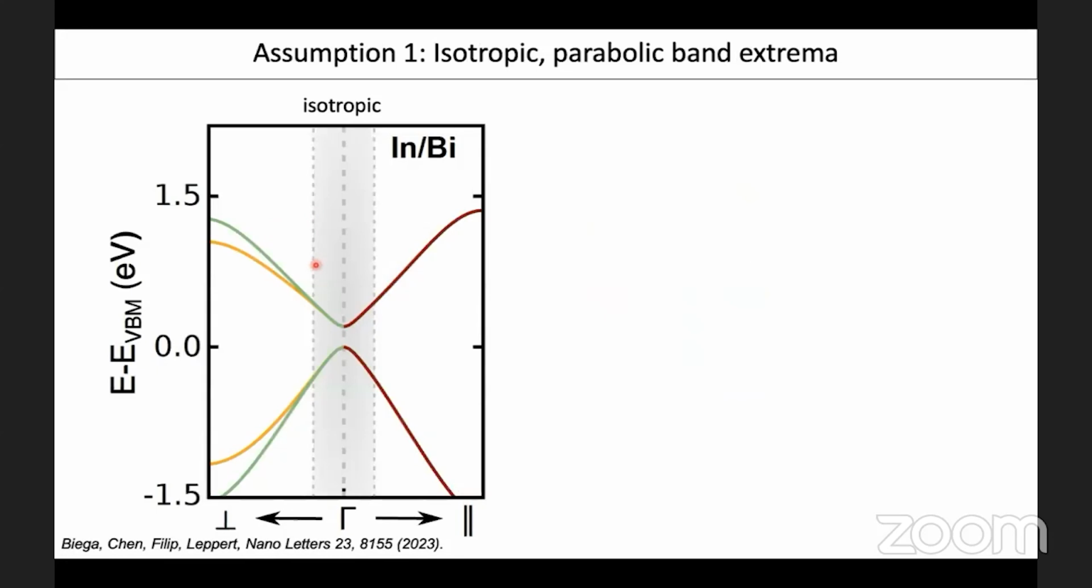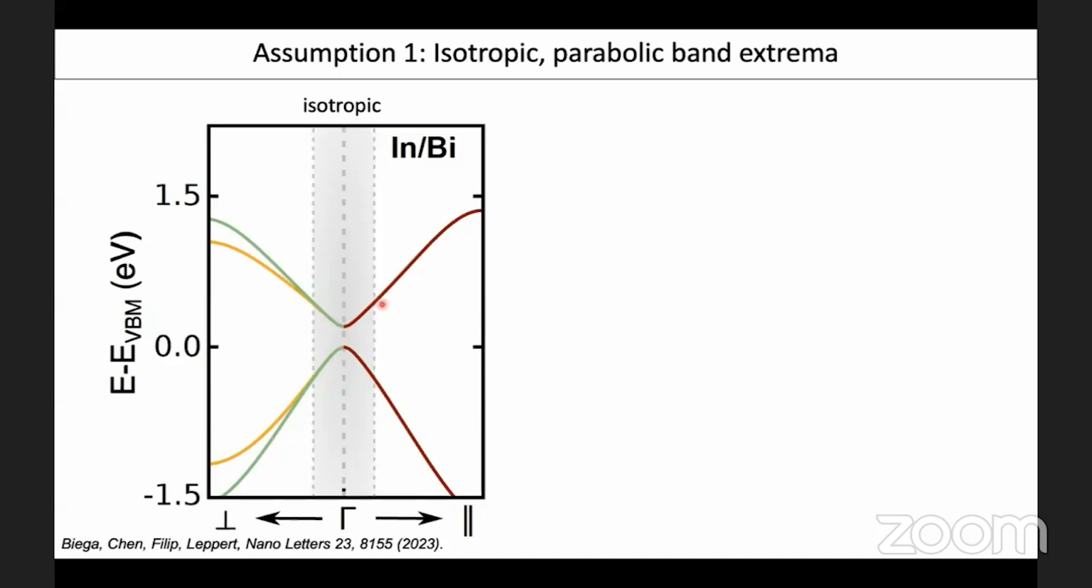And this is very well true for indium bismuth and also for our other hydrogenic exciton materials, as you can see here. So this is basically plotting the conduction band minimum and the valence band maximum around the gamma point where the band gap is.